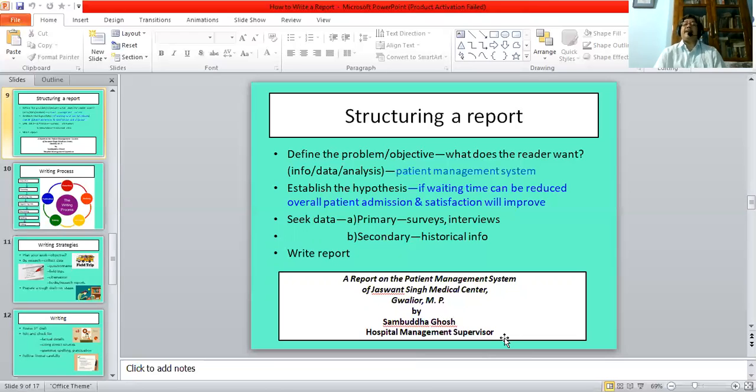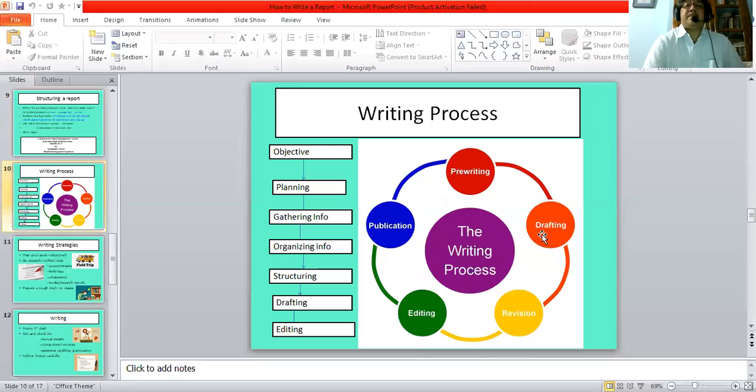Then, of course, once we have collected all this, we start drafting the report. Now, as an example, I have a report on the patient management system of Jaswant Singh Medical Center in Gwalior, MP. I shall be talking about this. But first, as I said, I would just briefly talk about the writing process, before we talk about the structure of the report. This is a diagrammatic representation of the writing process of the report.